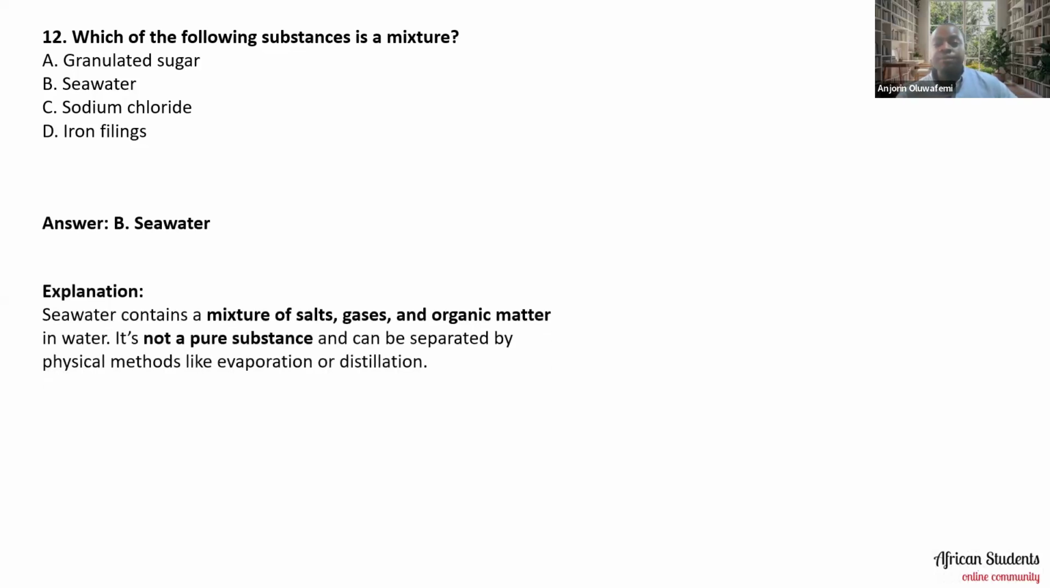The next question says, which of the following substances is a mixture? A, granulated sugar, B, seawater, C, sodium chloride, D, iron filings. And the right answer here is seawater is a mixture. The reason is because seawater contains a mixture of salts, gases, and organic matter in water. It is not a pure substance and can be separated by physical methods like evaporation or distillation.